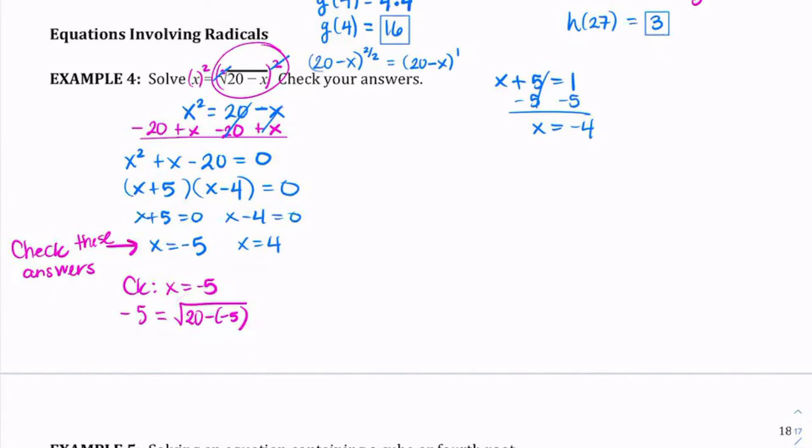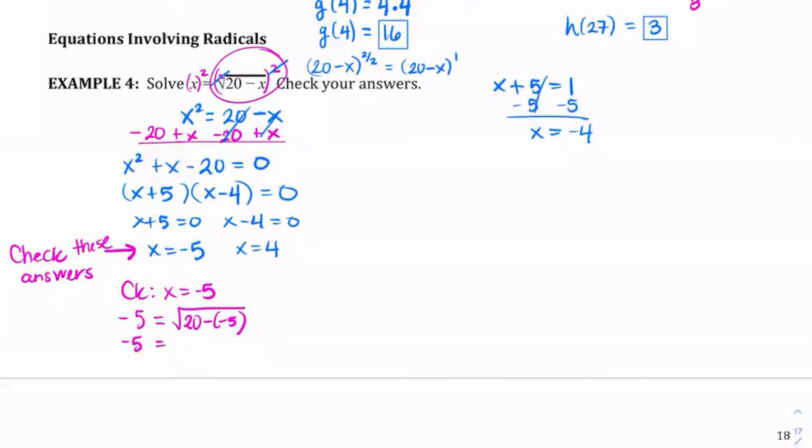So right off the bat, you can say, well, that's not going to work. But if we go through and simplify, we get that -5 equals the square root of 25. And the square root of 25 is 5. So at the end, we get -5 equals 5, which is not true. And that's what I mean by the problem is when you square both sides, you would get a true statement. But you have to use the original equation. If you get a false statement with your original equation, which we did, that means that -5 is actually not a solution.